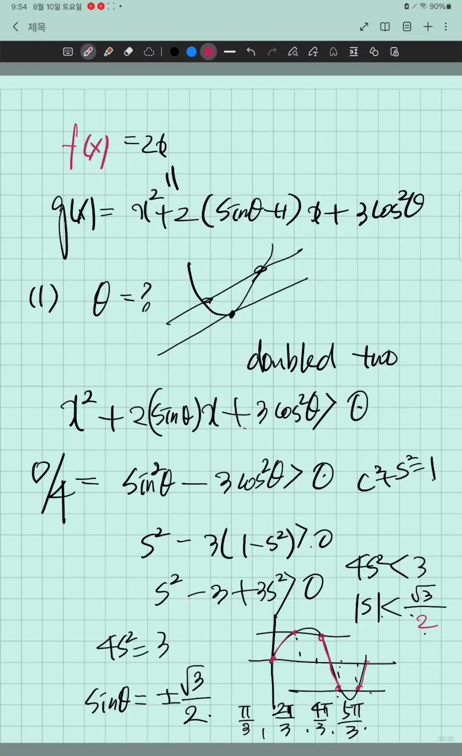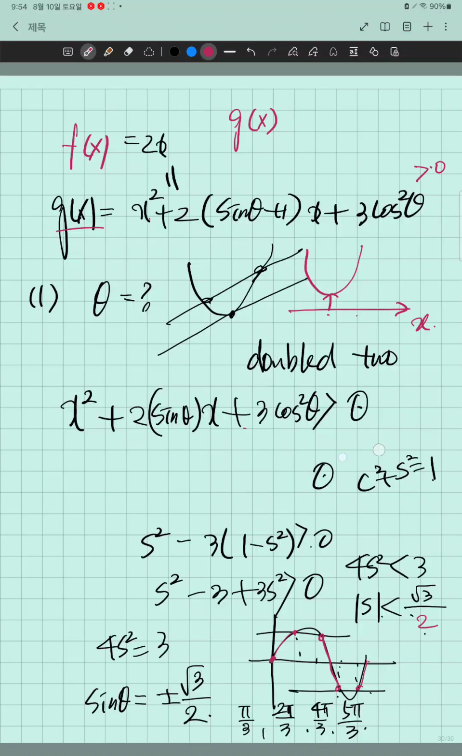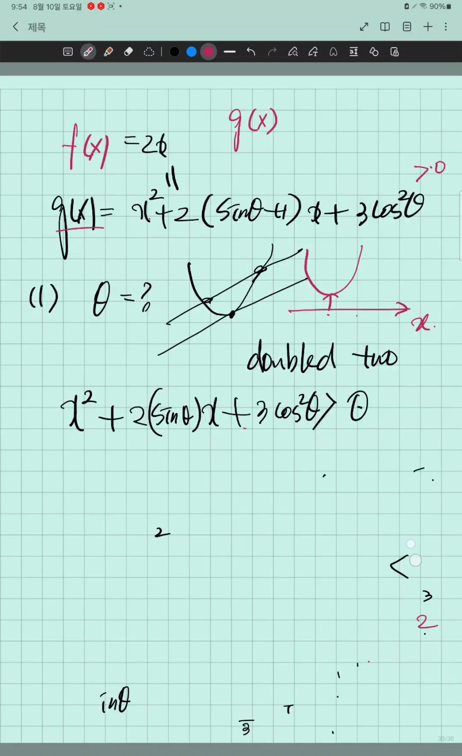And finally, I want to find the inequality like this. That means there is the x-axis here, and this is a quadratic function. The quadratic function does not meet the x-axis. That means the minimum value of g(x) is greater than 0, or we can alternatively think that there is no real root. That means g(x) equals 0 has imaginary roots. That means the discriminant is negative, right?